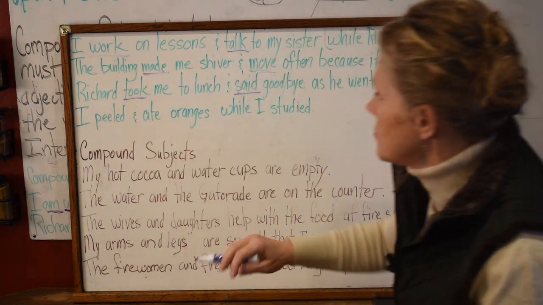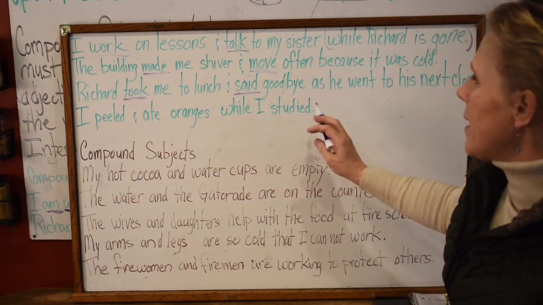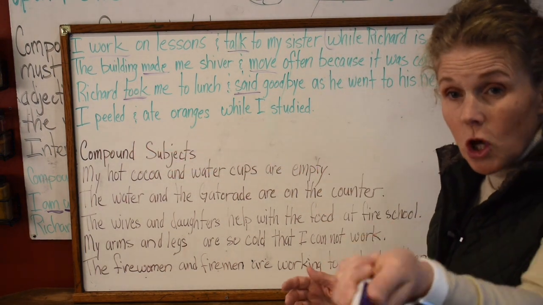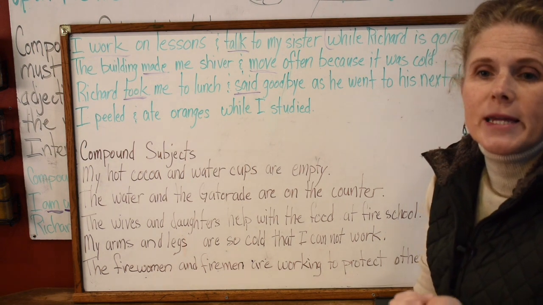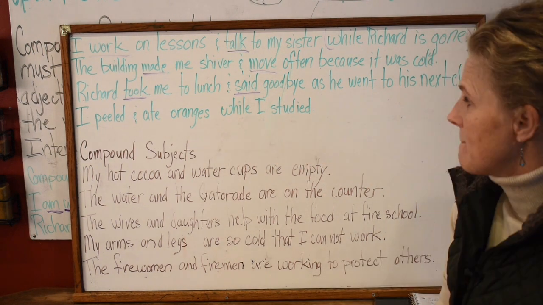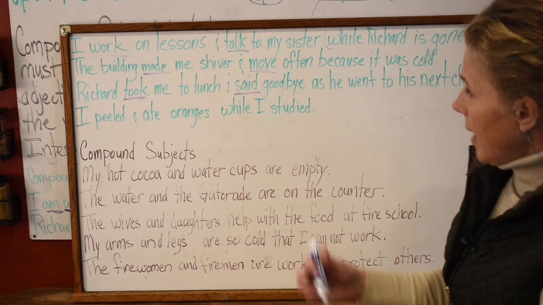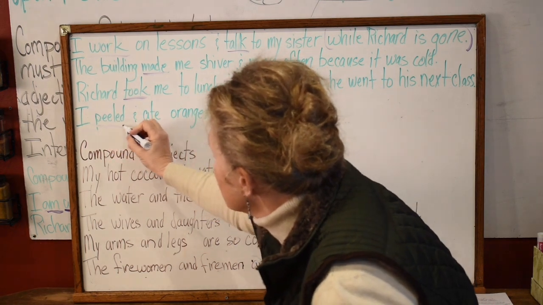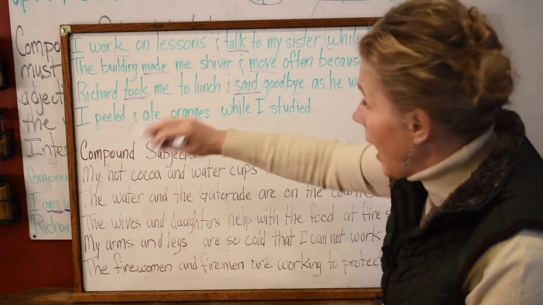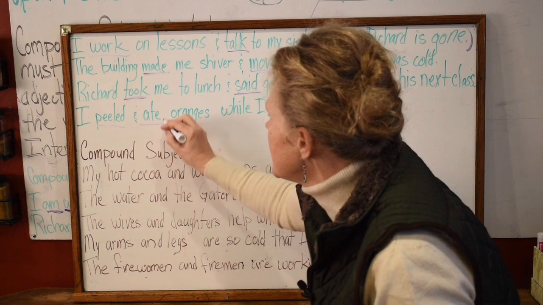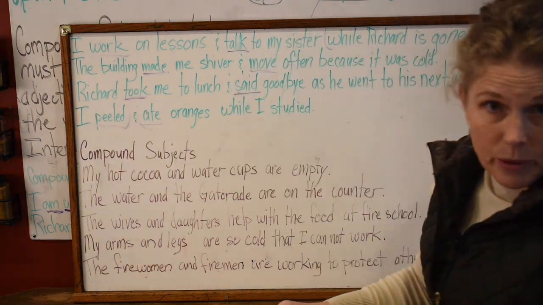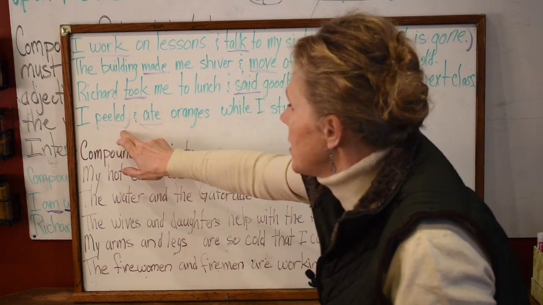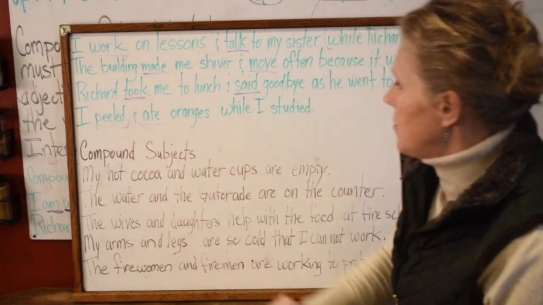I peeled and ate oranges while I studied. What's your compound verb in there? What's your compound predicate, your simple predicate in this sentence? Peeled and ate. Okay, so now we have peeled and ate. I peeled, I ate. So see how these simple predicates, they belong to I. I is the one that peeled them, and I am the one that ate them.